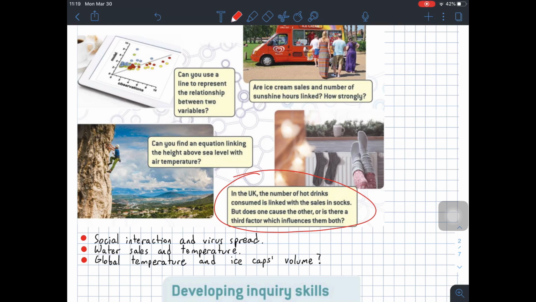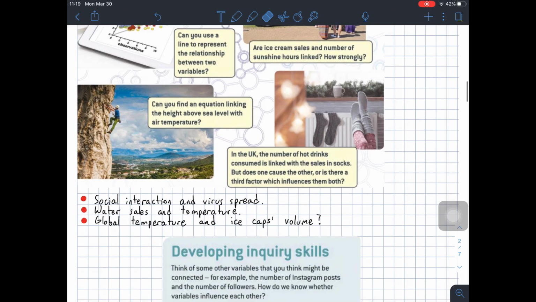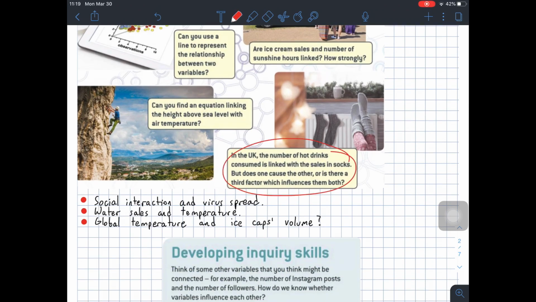So there's a difference between correlation and causation, which we're going to see more in depth also in a while. So although this may have a very strong correlation between the variables, it doesn't mean that it's actually true. It doesn't mean that the more hot drinks consumed means more socks are sold. It doesn't necessarily mean that, although the correlation may be strong.